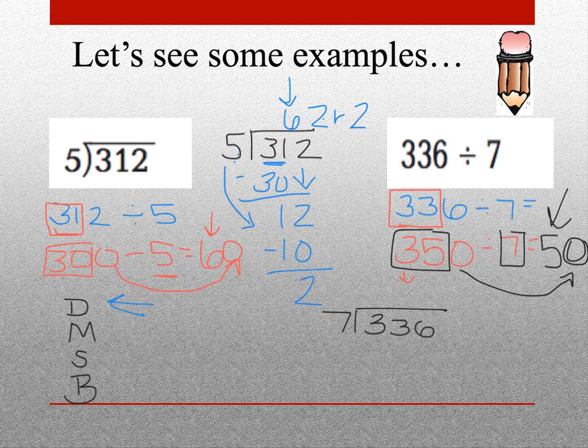7 doesn't divide into 3, but it can divide into 33. It can go in 4 times. That's the division. Now I multiply. 4 times 7 is 28. Now I have to subtract. I can't do 3 minus 8, so I have to borrow. 13 minus 8 is 5.